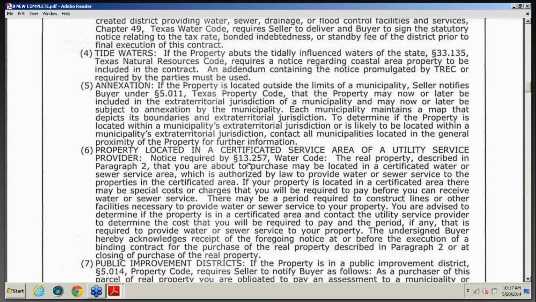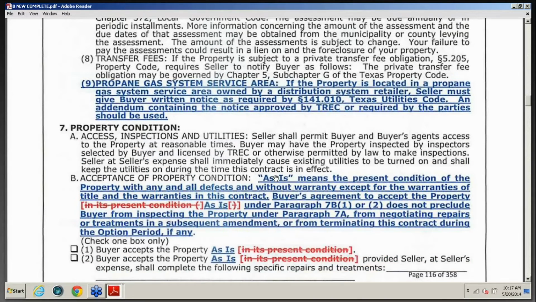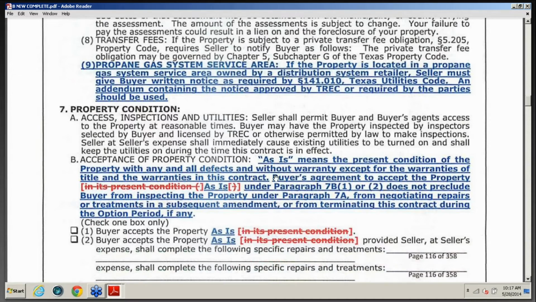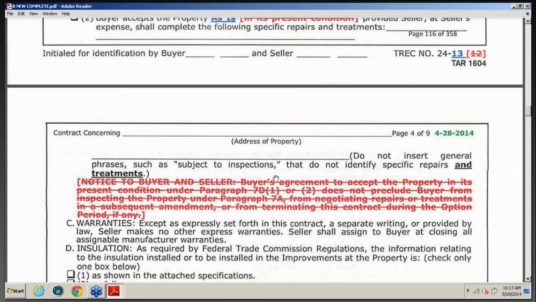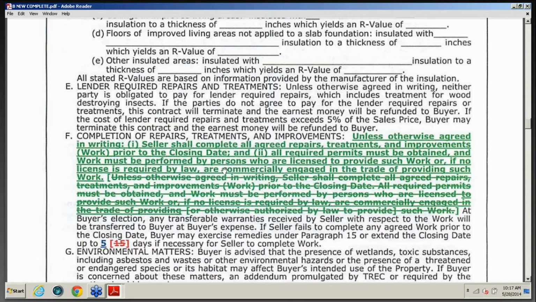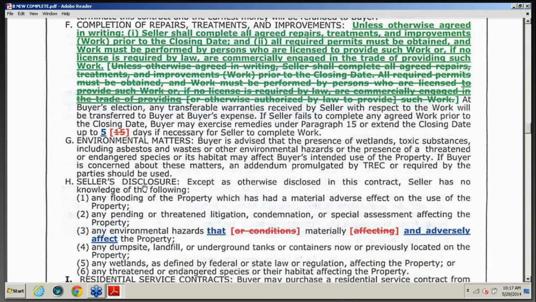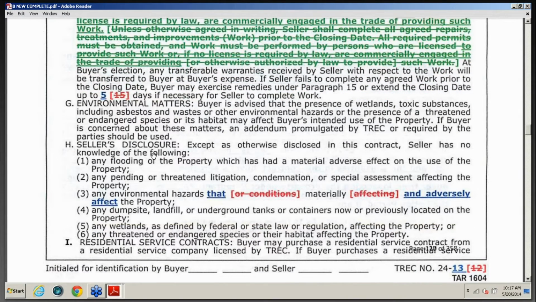And then, of course, we have the propane gas service system. Again, that as is verbiage in the property condition. Again, completion of repairs treatments must be licensed or person who commercially engages in that trade. Close date will be extended only up to 5 days. That's up from 15. And on the seller disclosure in the new completed construction, they added the words that either materially and adversely affect the property.